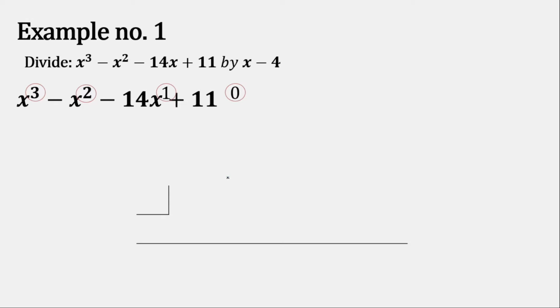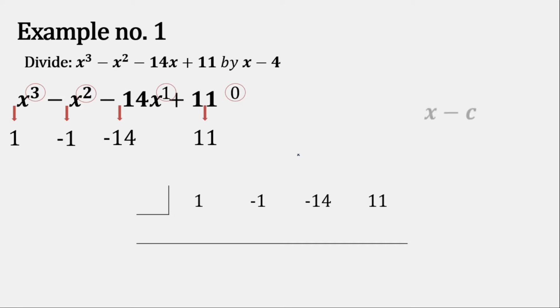Next is to identify all the coefficients of each term. For the first term, we have the coefficient 1. Though it's not visible here, it has an invisible 1. So that's why we have 1. On the second term, we have negative 1. See how it gets the sign of this one. This sign belongs to this term. That's why it becomes negative 1. Same as well with the third term. It is negative 14. And for the last term, it is 11. Now place them at the very top row of our synthetic division table.